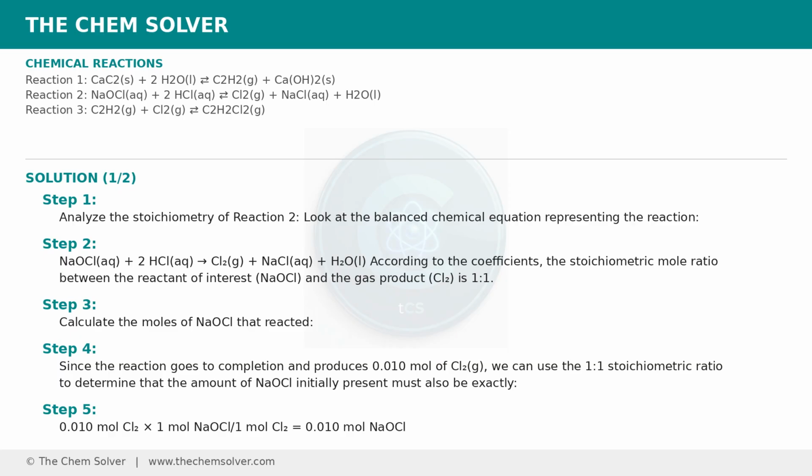Calculate the moles of NaOCl that reacted. Since the reaction goes to completion and produces 0.010 moles of Cl2, we can use the 1:1 stoichiometric ratio to determine that the amount of NaOCl initially present must also be exactly 0.010 moles. Cl2: 0.010 moles Cl2 × (1 mole NaOCl / 1 mole Cl2) = 0.010 moles NaOCl.